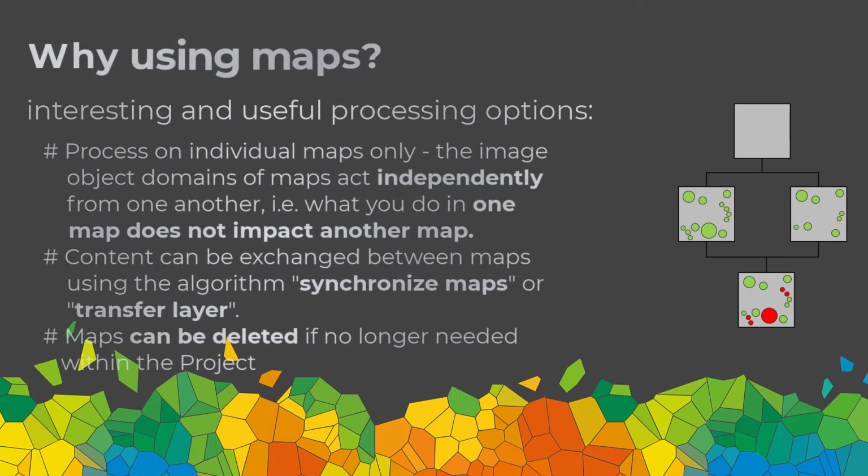And we're going to use this as well in the example that we're going to have a look at later. And also the transfer layer algorithm is there to transfer raster layers from one map to another. And you also can delete maps. So if you don't need a map anymore, you can simply delete it and keep the project small.